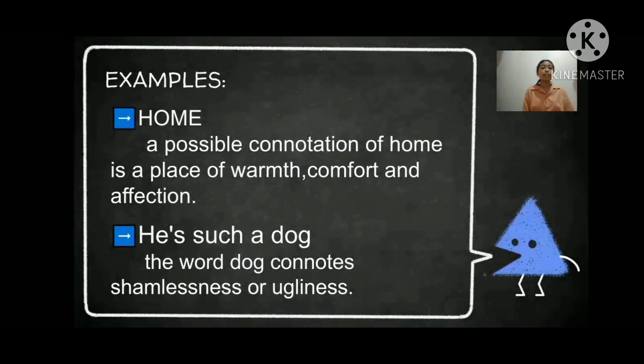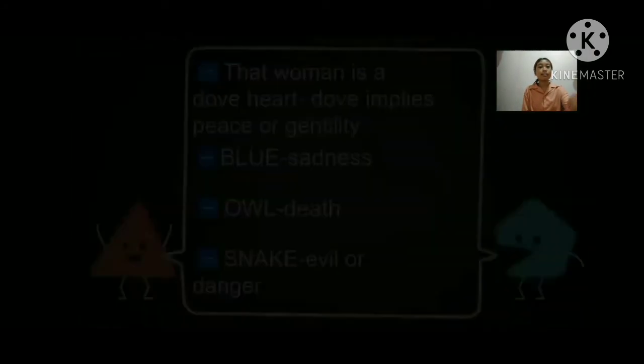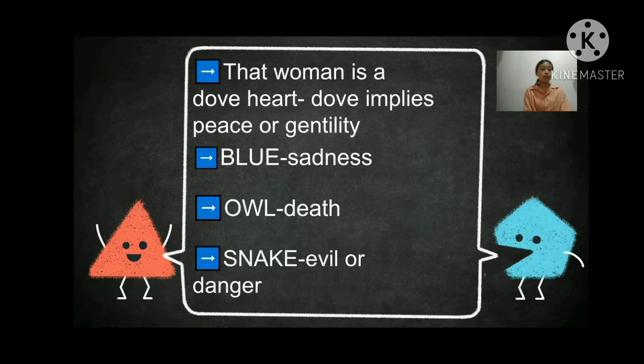First example is the word home. A possible connotation of home is a place of warmth, comfort, and affection. This is already an act of connoting in which we are suggesting an additional meaning or expression for the word home apart from its explicit meaning or apart from its dictionary meaning. The next is, he is such a dog. The word dog connotes shamelessness or ugliness. The next example is, that woman is a dove heart. Dove implies peace or gentility. Blue for sadness, owl for death, and snake for evil or danger.